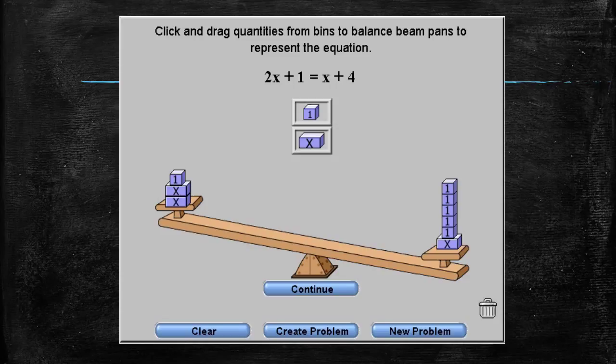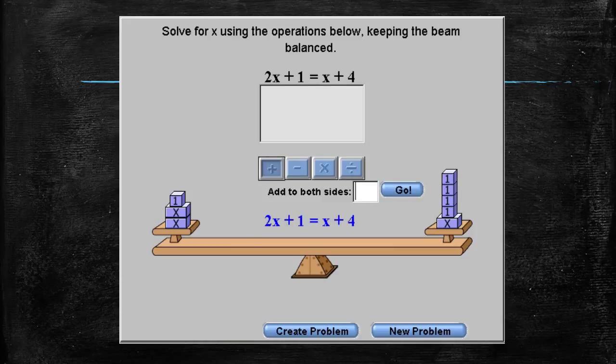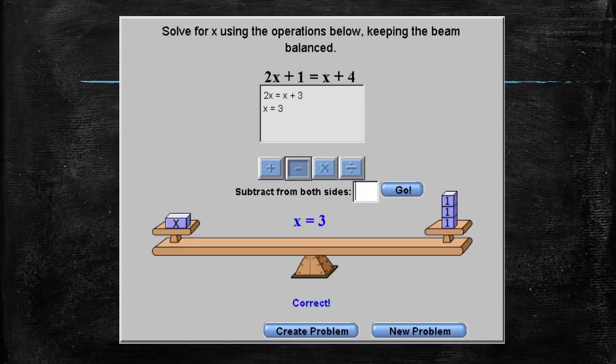Okay, so I think I put too many 1s. So we'll take that back. It's now balanced out and we can continue. So what do we need to add or subtract from both sides to start isolating our x's? We will subtract the 1. Okay, now let's subtract an x. And that's our answer. X is equal to 3.